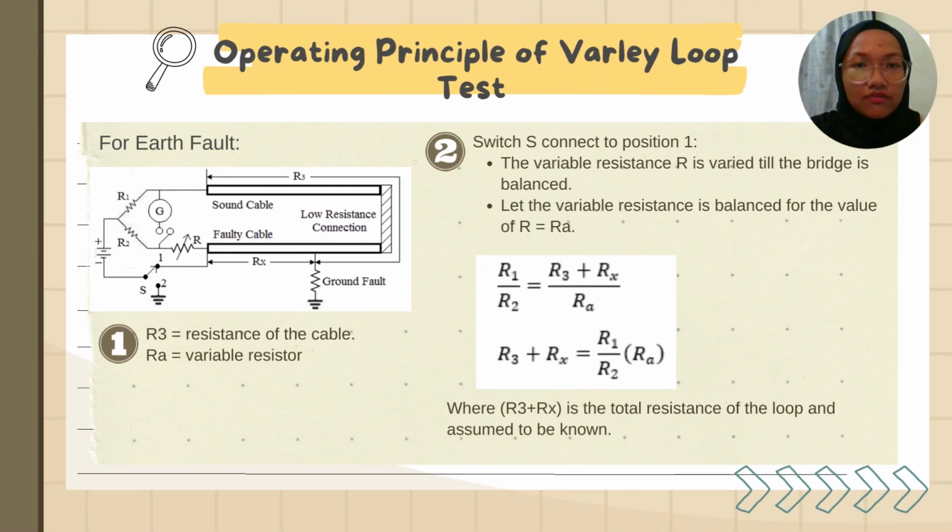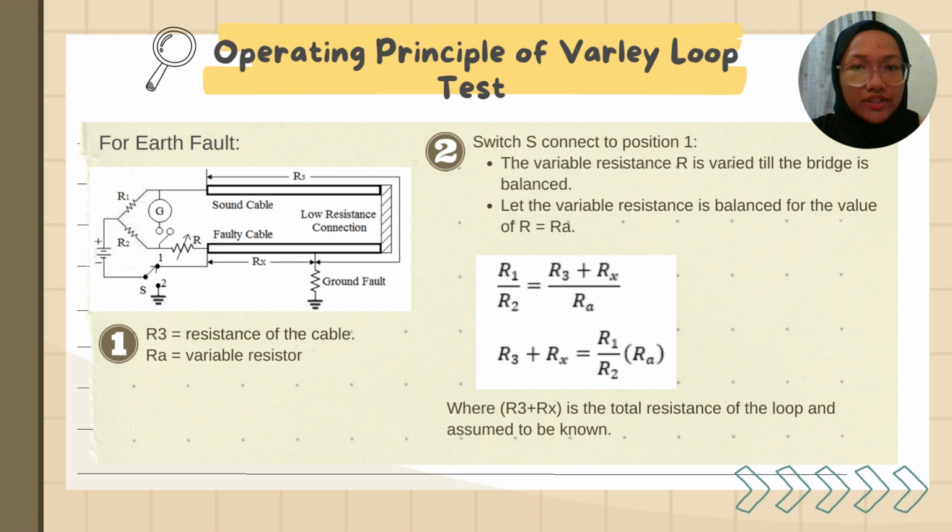Operating principle of Varley loop test. So just now, I said that we use a Wheatstone bridge principle. So for the example, for earth fault, R3 in the diagram is the resistance of the cable and RA is the variable resistor.